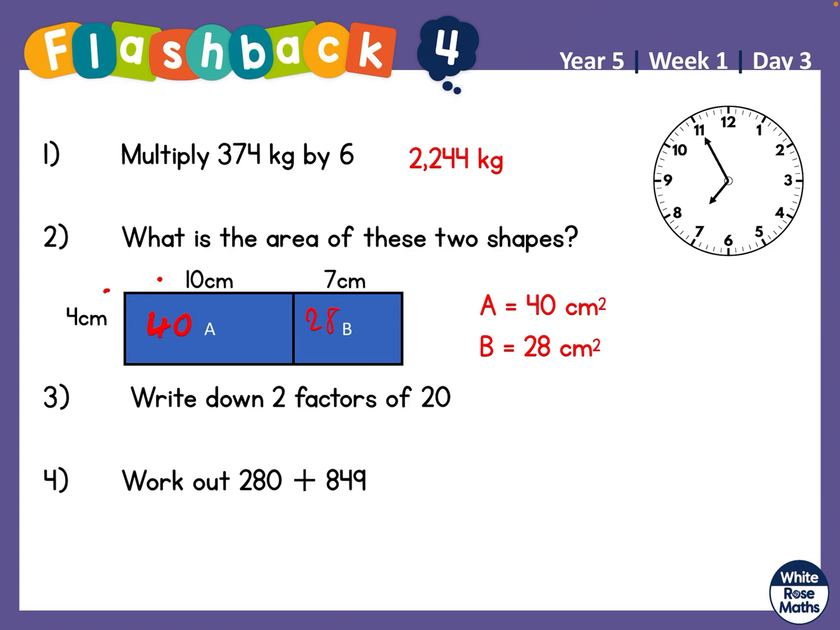2 factors of 20, of course the most simple ones we can do is 1 and 20. Then we've got 2 and 10, 4 and 5. And work out these two as an addition. Well done if you got 1,129.